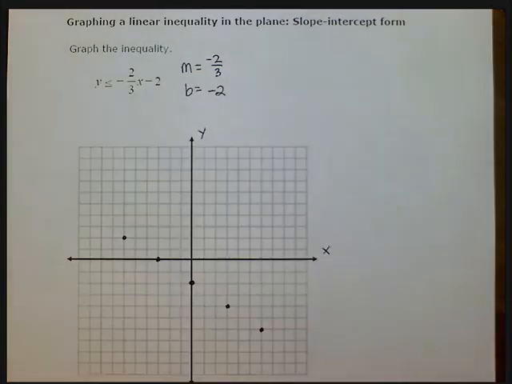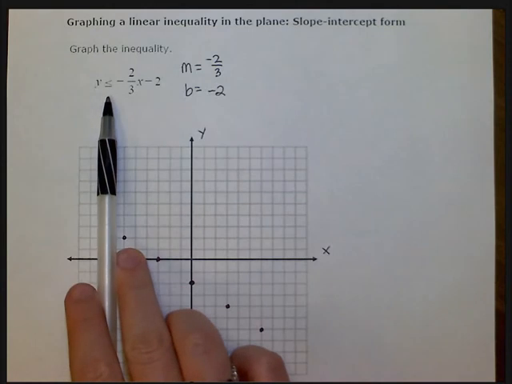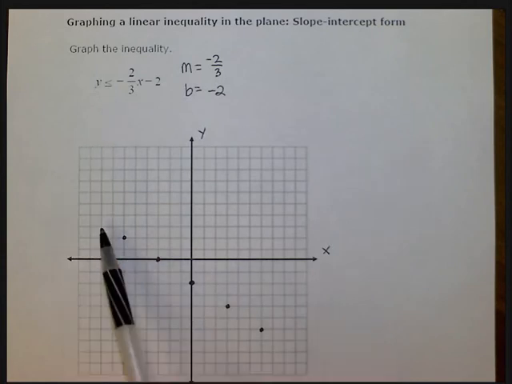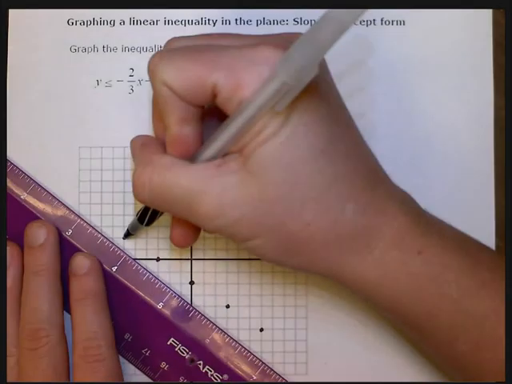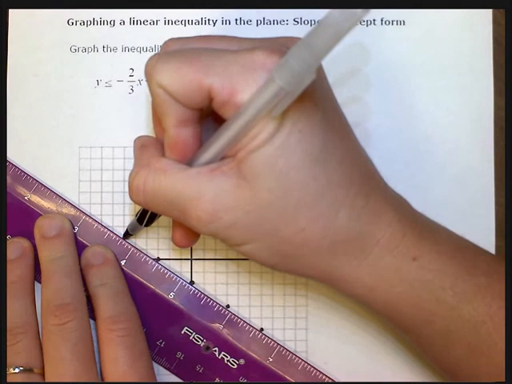Now I look at the sign of my inequality. I see that it's less than or equal to, which tells me that I'm going to have a solid line because my solution includes this line I've created. So I'm going to draw a solid line through my dots.